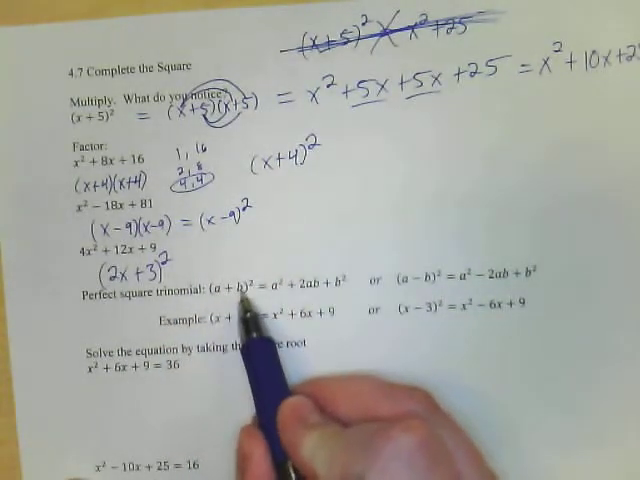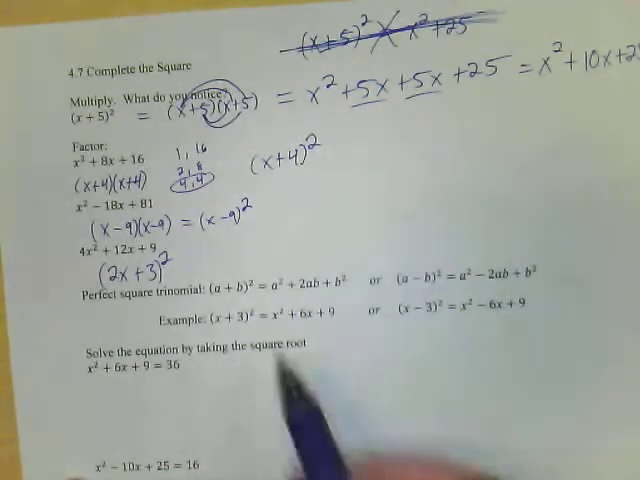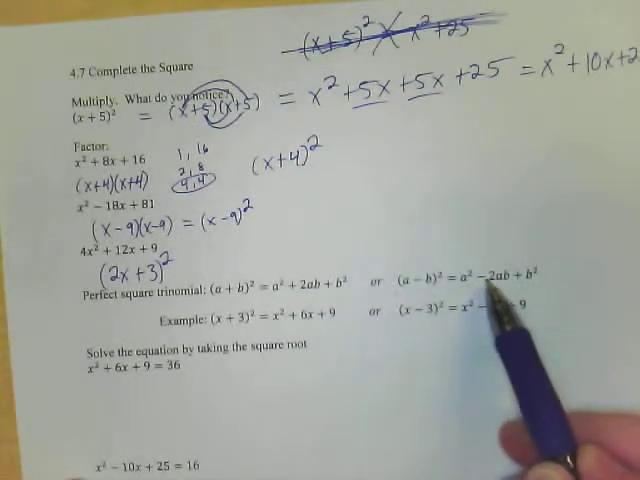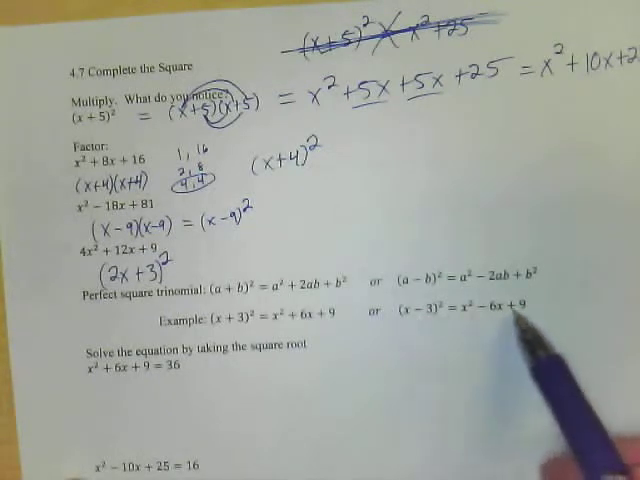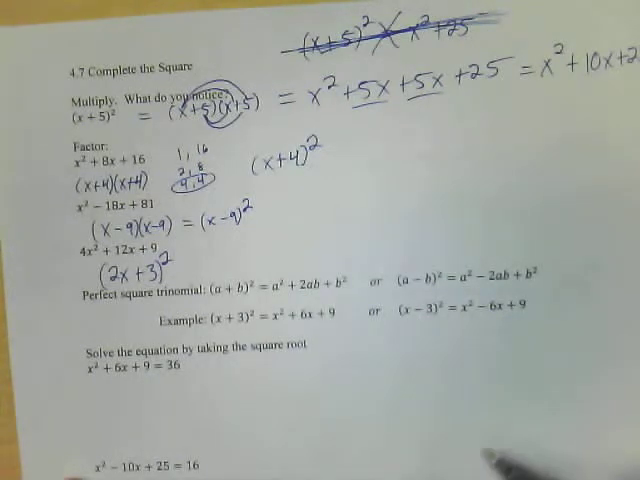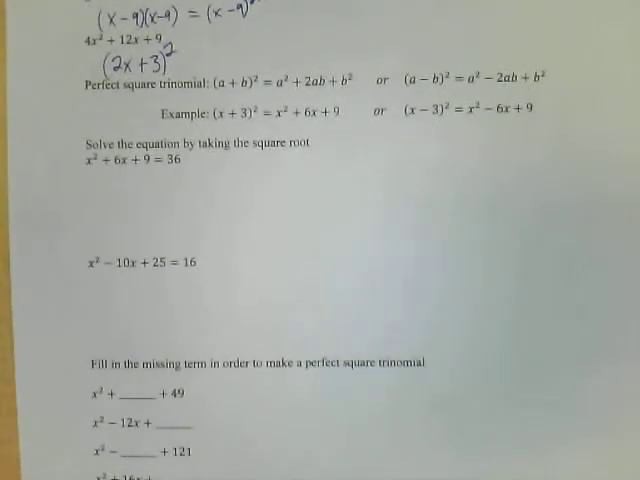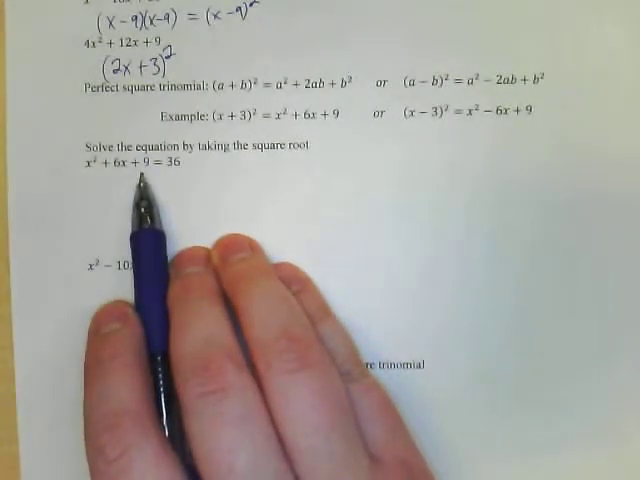So if you have a plus b squared, then this is what you're going to get. And here's an example of that. Or if you have a minus there, then you're just going to end up with a minus right here. And again, there's another example of that here. All right, let's look at some equations here that we could solve by using exactly what we just did. So you'll notice that x squared plus 6x plus 9, this is a perfect square trinomial.